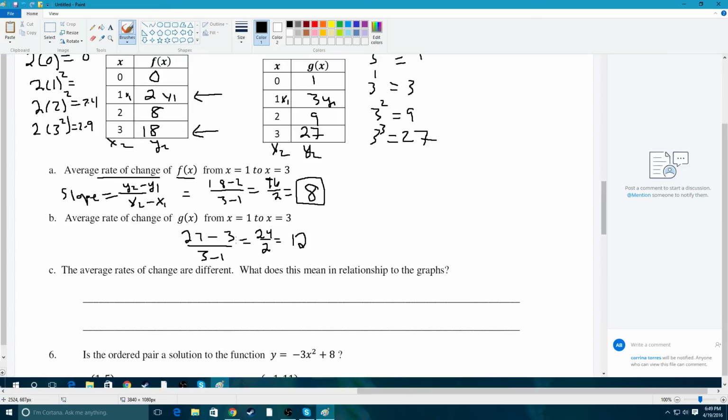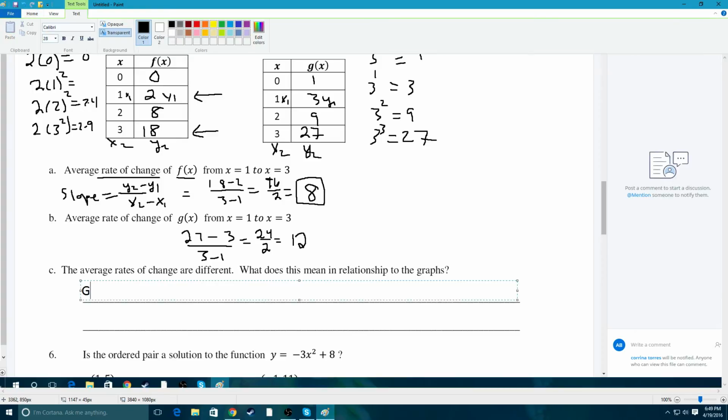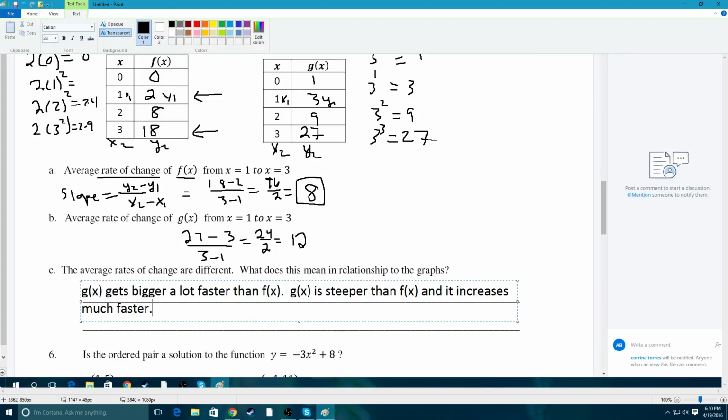And so what does this mean in relationship to the graphs? What it means is g of x gets bigger a lot faster than f of x. Or in other words, you could say that g of x is steeper than f of x, and it increases much faster.